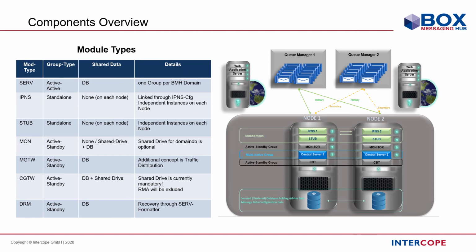Now, if we take a look at the module types, this pretty much covers the last point that I just made. You can see within the table what the module is called, how it is configured in terms of being an active-active or an active standby component, and where its configuration is located. So you can see that in this example, the server configuration is the only module type set to be active-active with its configuration held within the database.